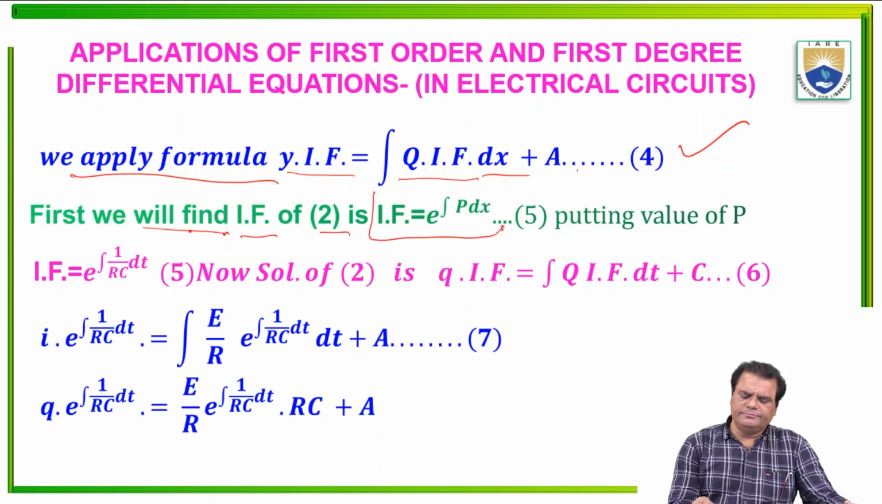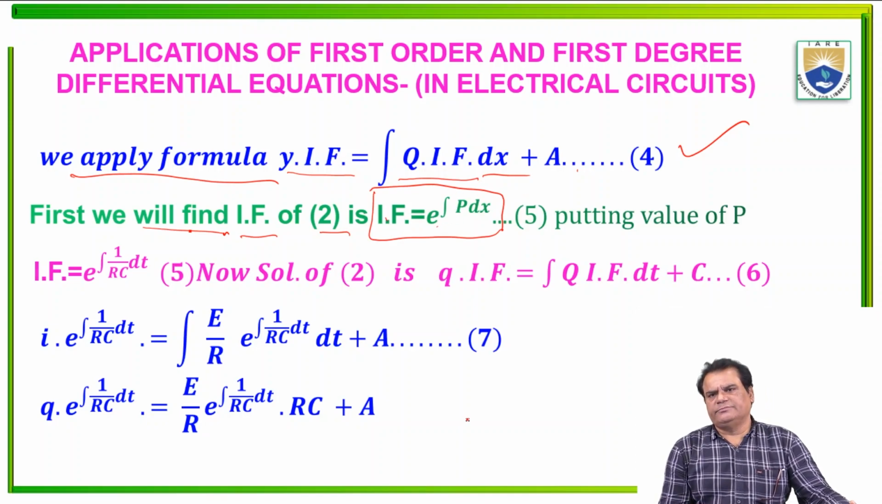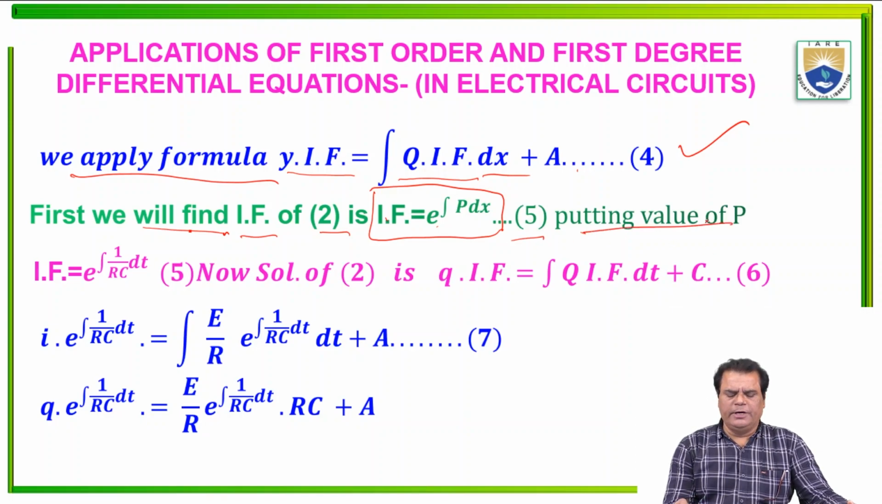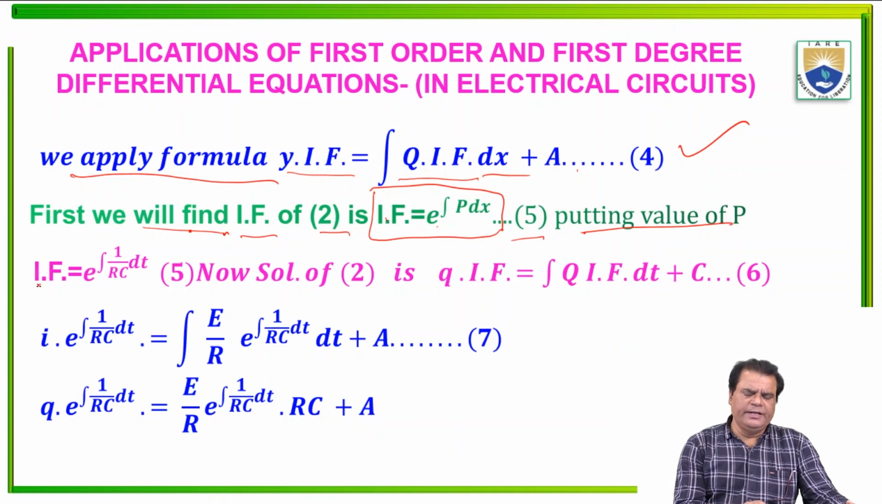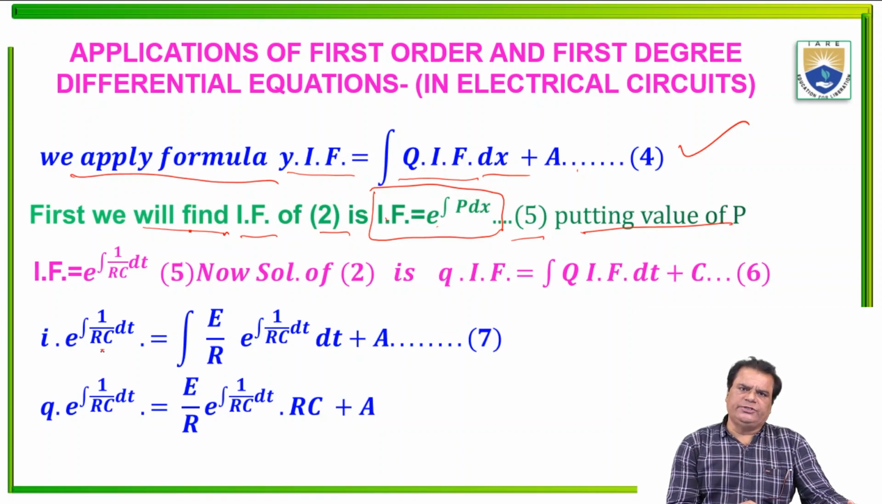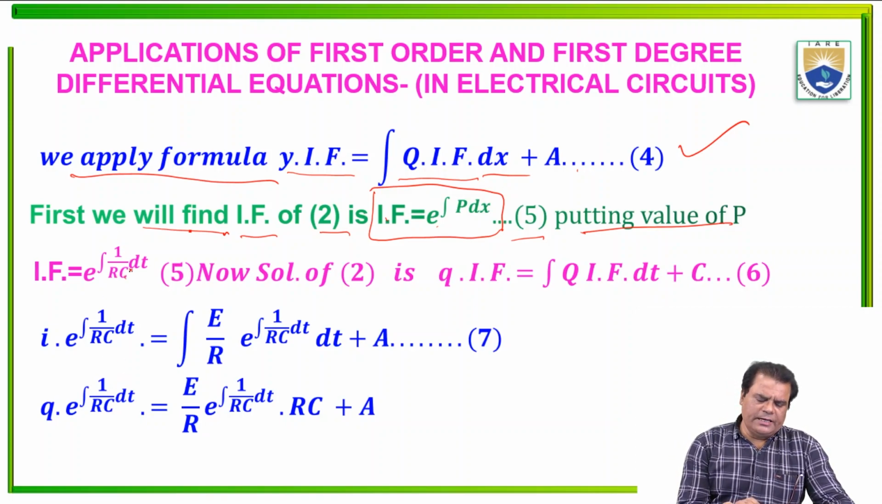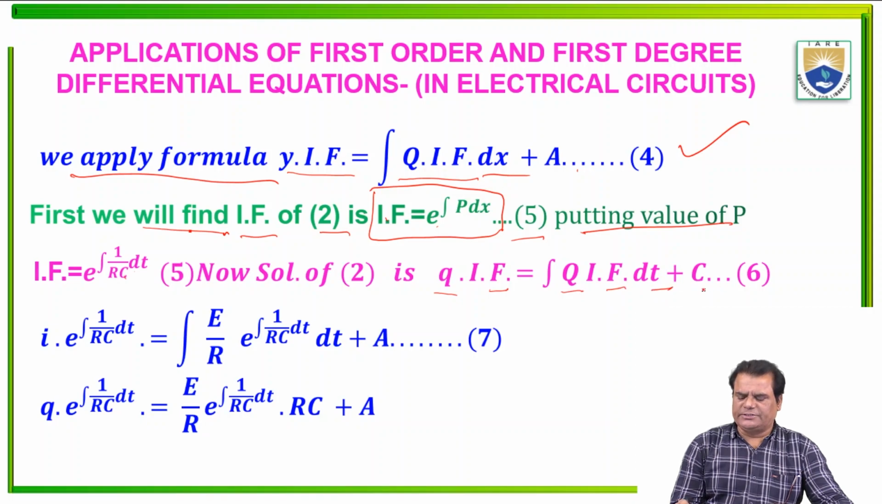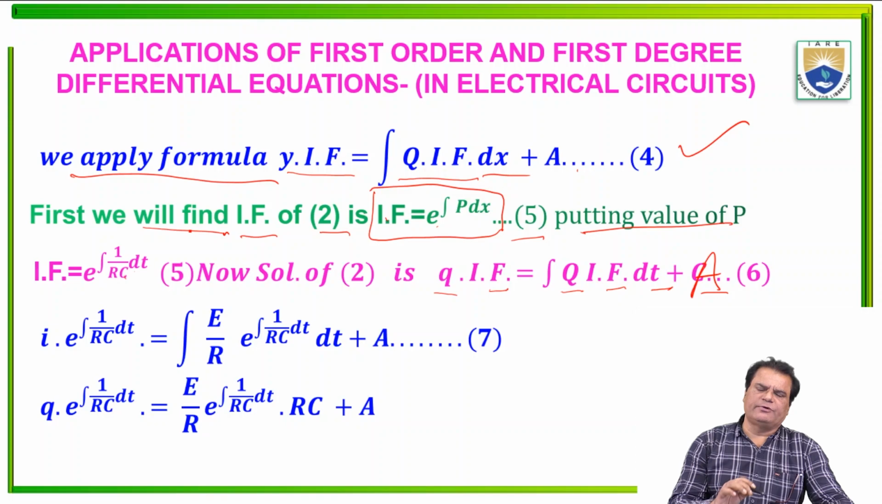This is the general formula of the integrating factor: IF equals e to the power integral P dx. This is equation 5. Putting the value of P in IF, we get IF equal to e to the power integral of 1 upon RC dt. Now the solution of 2 is q into IF equal to integral of Q into IF dt plus A. Here A is the integration constant. We cannot take C here because C is already in our question.